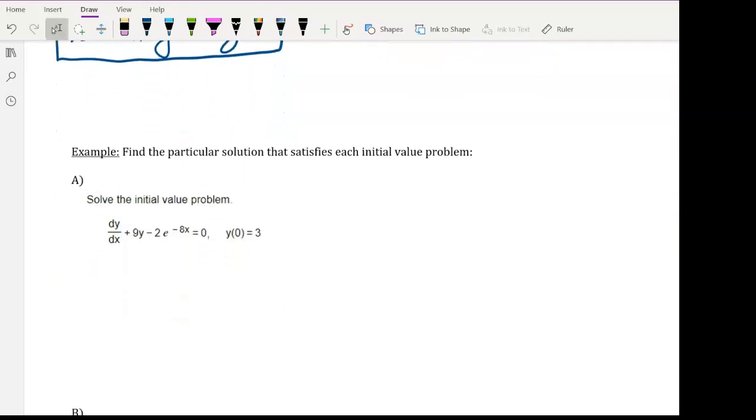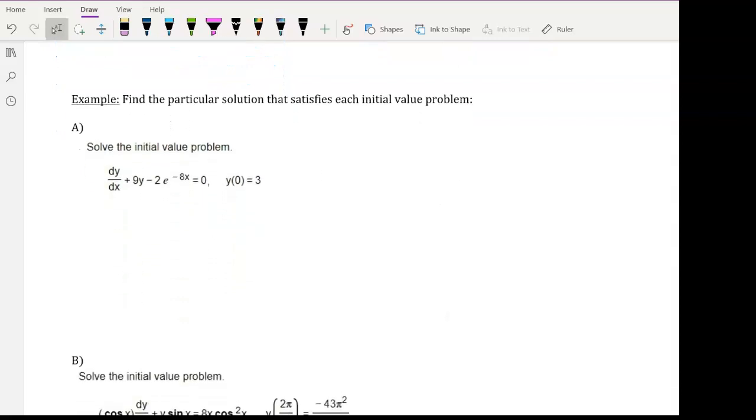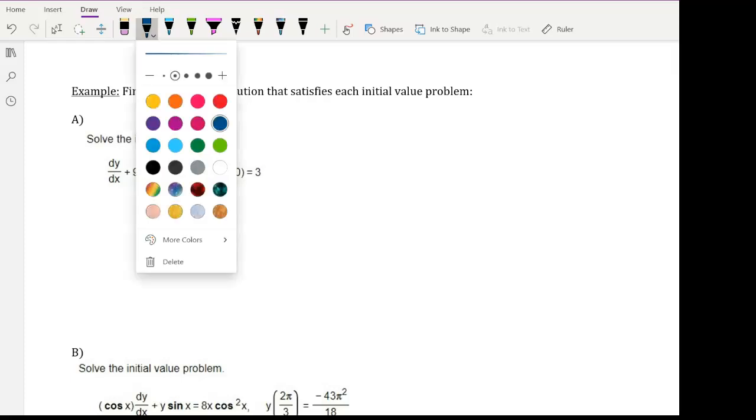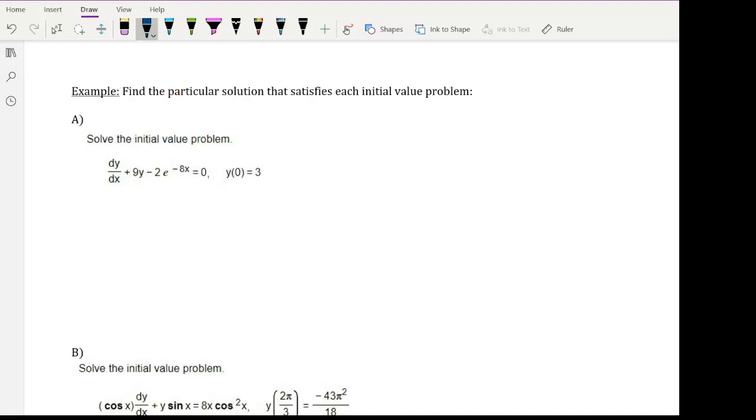We're also going to look at solving a couple of initial value problems, which also means we're going to be finding particular solutions. This still involves us going all the way through finding the general solution, like our last few examples. It just adds a couple steps onto the end for us to do. So we want to solve the initial value problem, dy over dx plus 9y minus 2e to the negative 8x equals 0, and y of 0 is equal to 3.